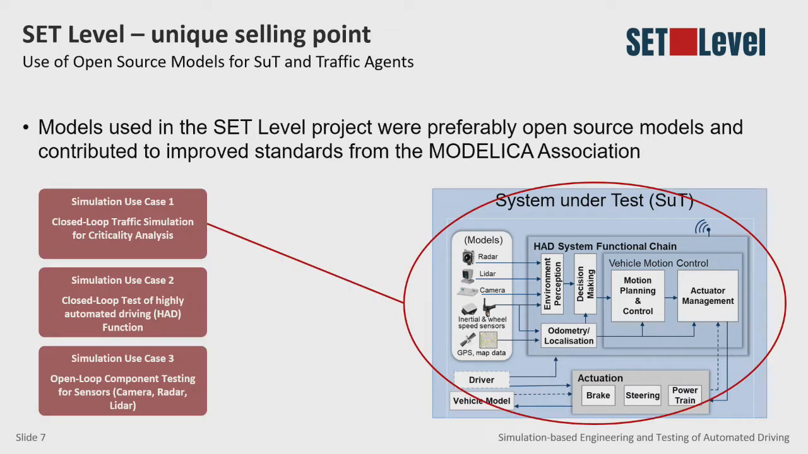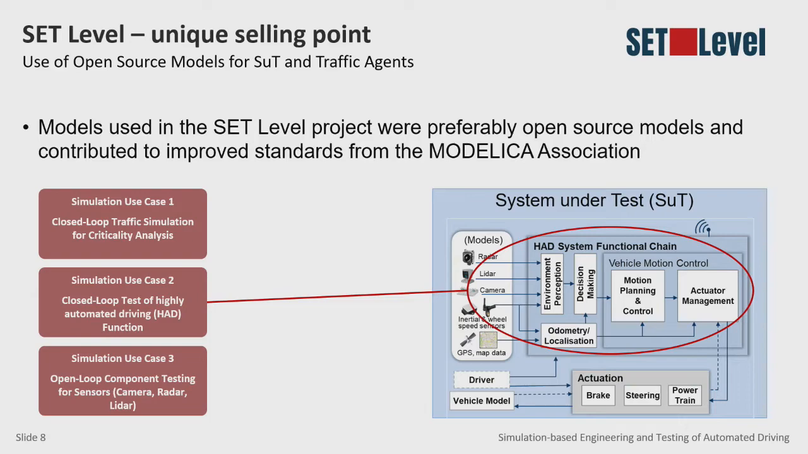So based on these elements, we are able to build a more complex system, which can be used in simulation use case 1, for example, within a closed loop traffic simulation, and could analyze the criticality of an automated driving function.